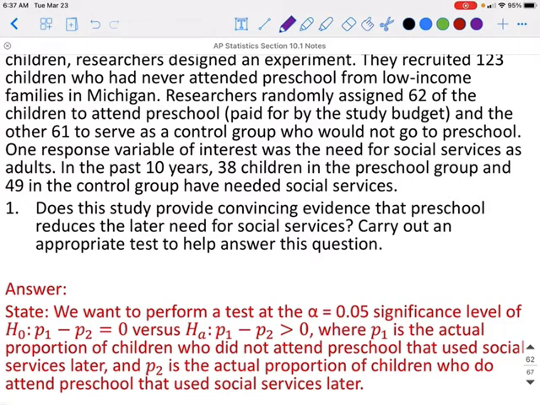Now for our plan, we're going to state what method we're going to use, and then we're going to check our conditions.